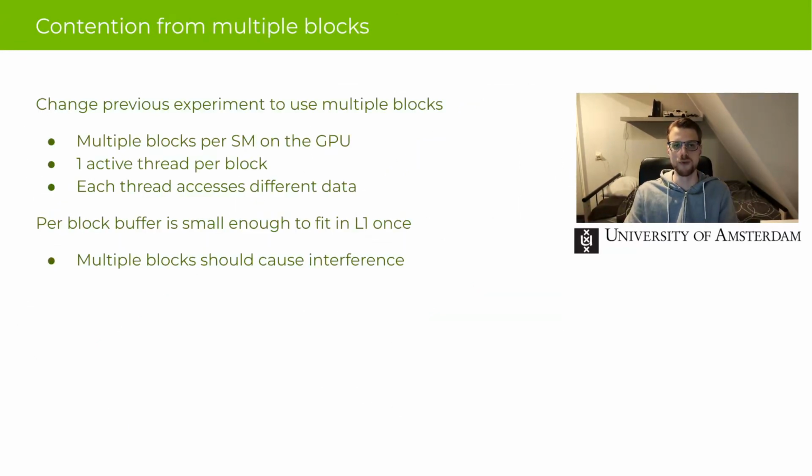So we change our experiment now to use multiple blocks instead of multiple warps. And as well, we let our blocks execute on different data. So what this will tell us is what sort of contention we can see on the L1 cache when different blocks are utilizing the same SM.